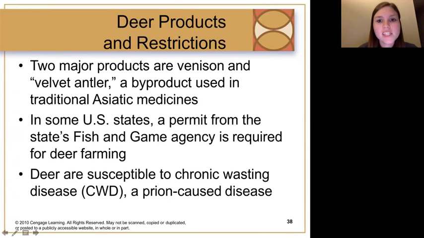And then deer products and restrictions. Two major products are venison and velvet antler, which is a byproduct used in Asiatic medicines. In some U.S. states, a permit from the Fish and Game Agency is required for deer farming because they are technically a wild animal. Deer are also susceptible to chronic wasting disease, which is a prion-caused disease.